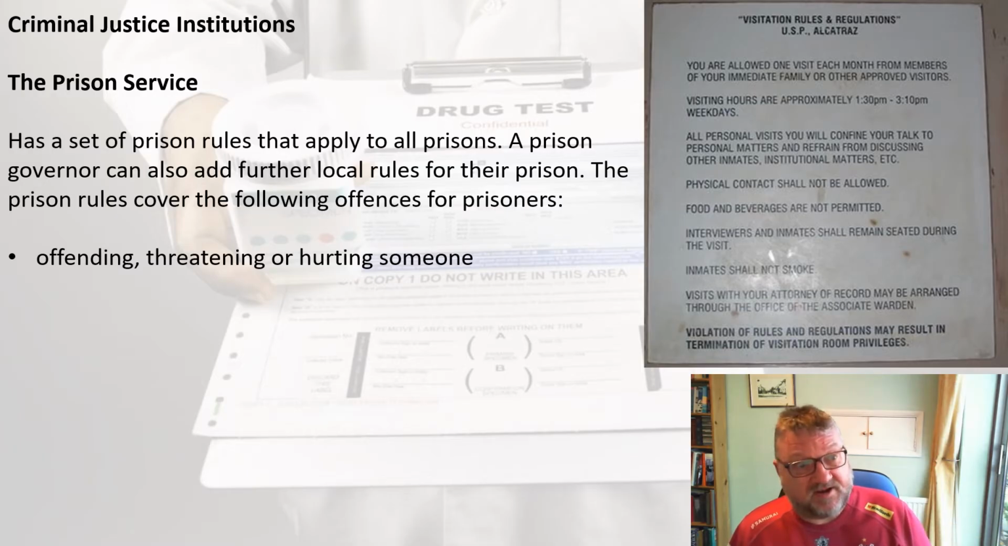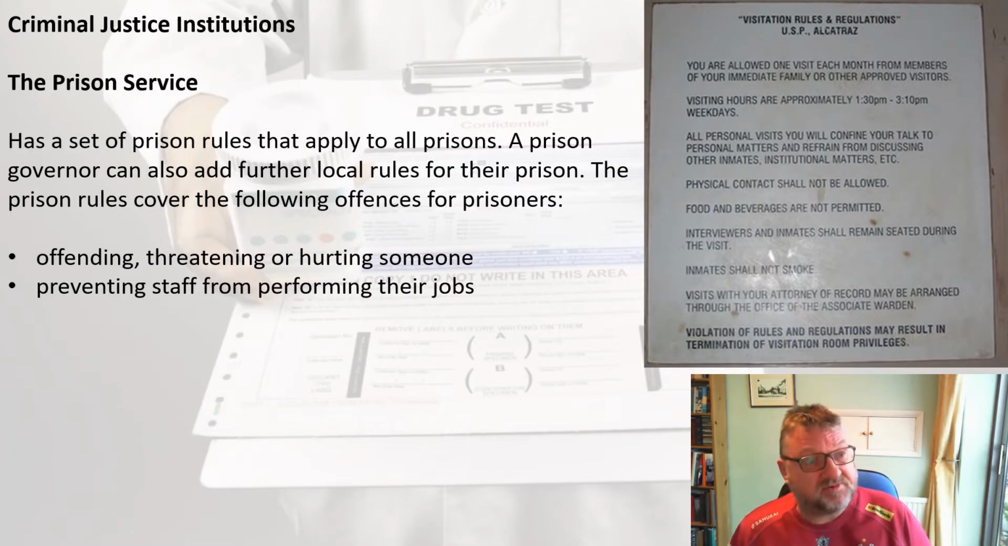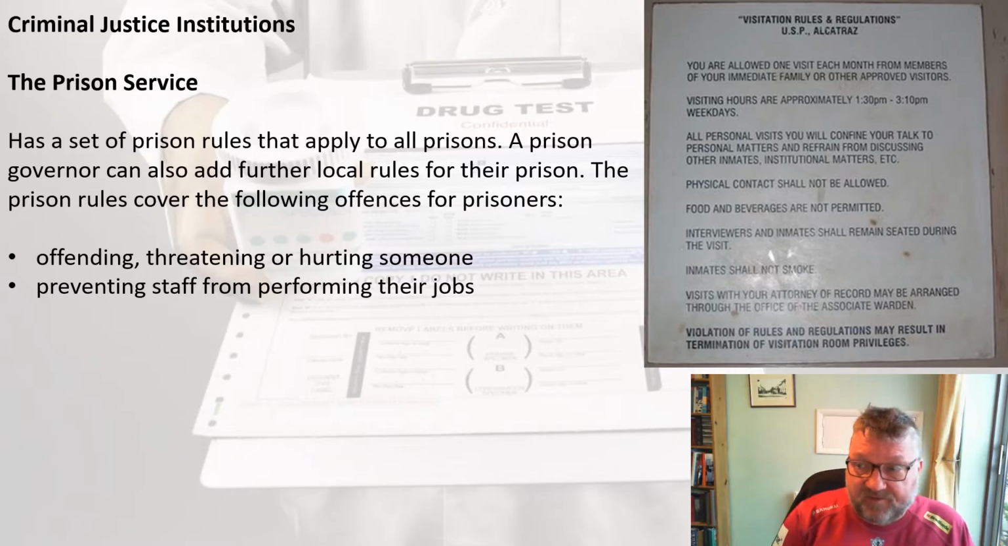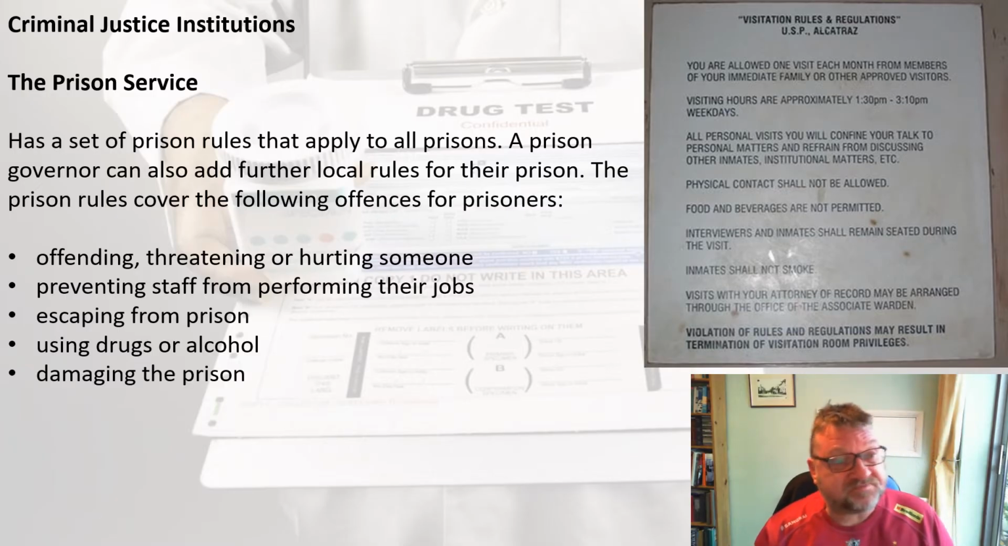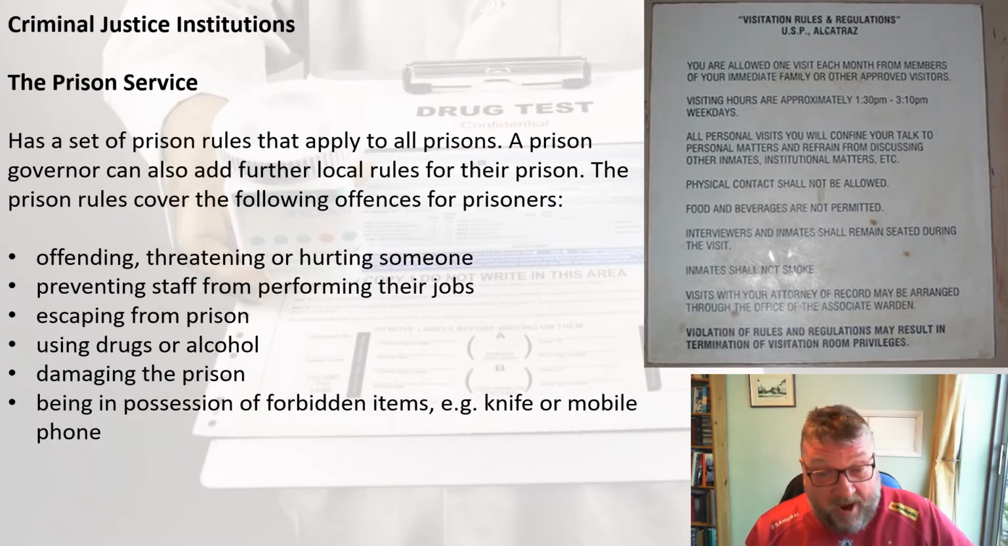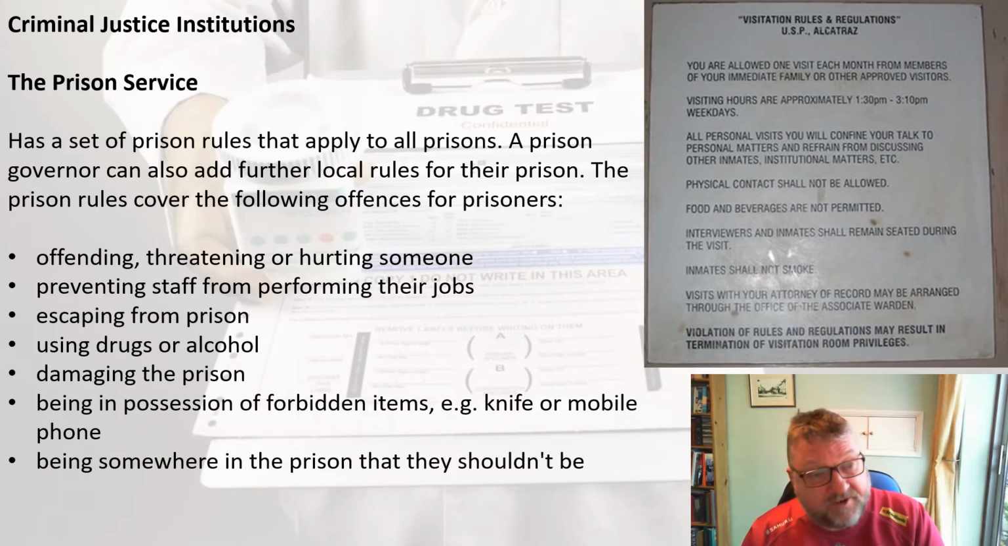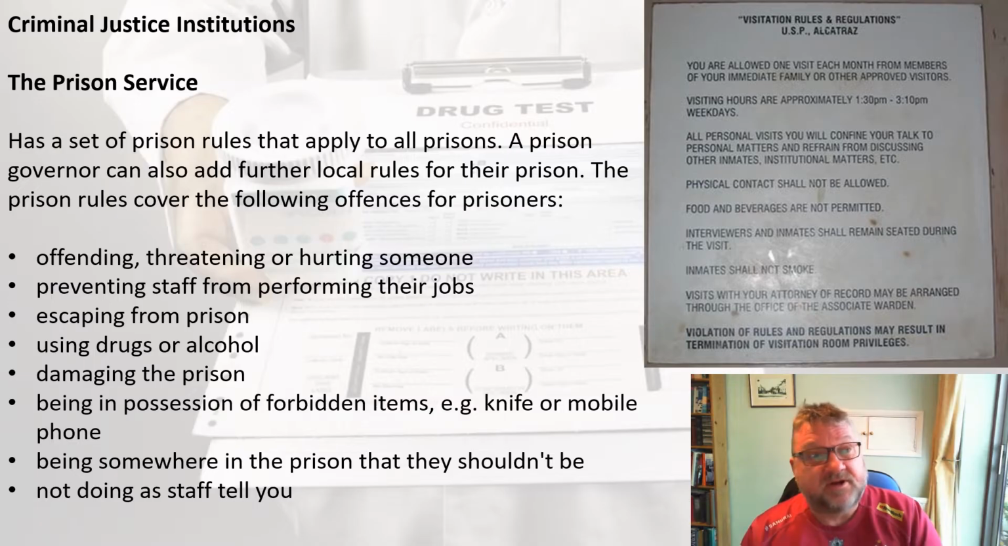So offending, threatening or hurting someone is breaking the rules. Preventing staff from performing their job is breaking the rules, as is escaping, using drugs or alcohol, damaging the prison, being in possession of forbidden items, e.g. a knife or a mobile phone, being somewhere in the prison that shouldn't be, and not doing as staff tell you. So those are the prison rules that are there. Those are the institutional tactics that the prison system employ.